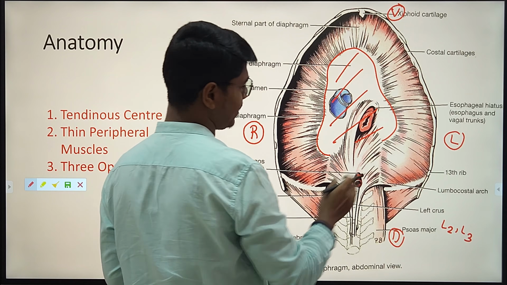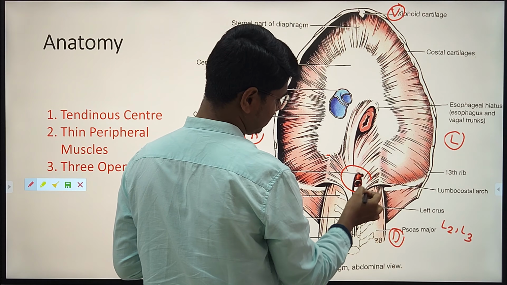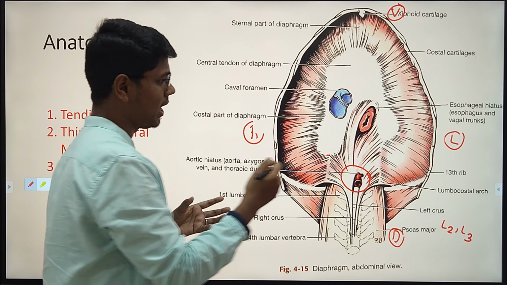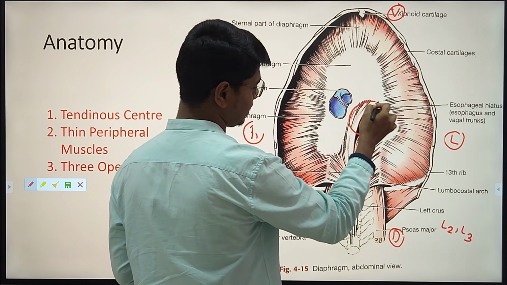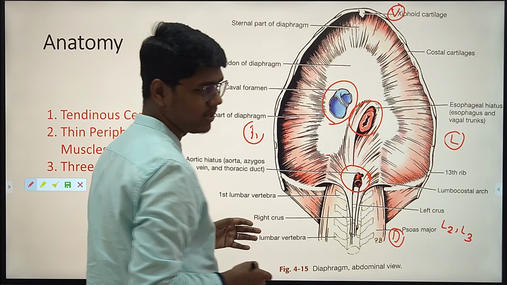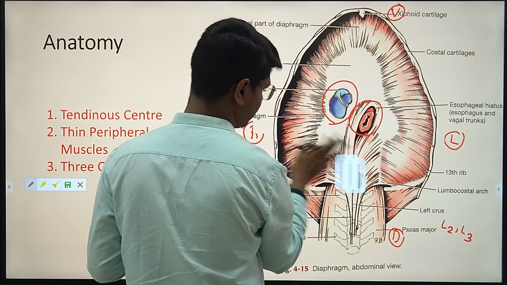The diaphragm has three openings. The dorsal one is the opening for the aorta, and the central one is the opening for the esophagus. Towards the right side, this is the opening for the caudal vena cava. So these are the three openings of the diaphragm. Okay, you should know this.